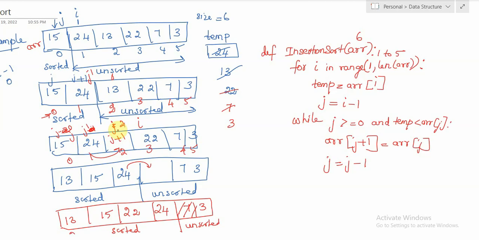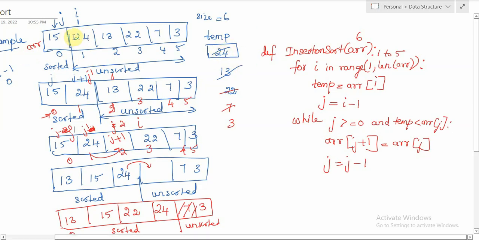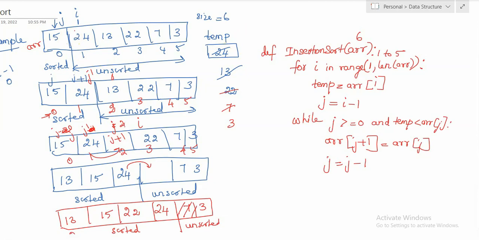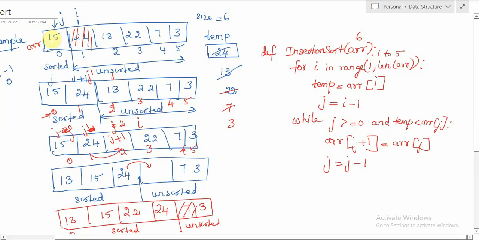If the condition fails, for example the temp value is greater than the value, what do you have to do? We have to move directly. In this case you can see, if temp is having 24 and here is the hole, once I take this value to the temp, this place I have the hole. When I compare this 24 with 15, 24 is greater, so this condition doesn't satisfy. So what will we do? We will put the temp value in the j plus 1 position.